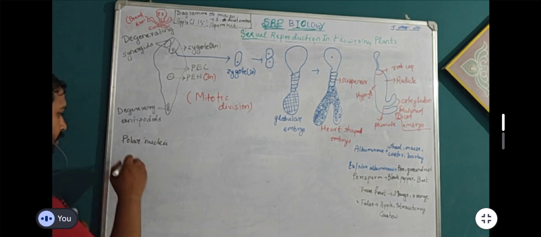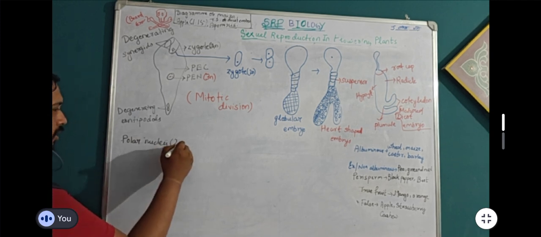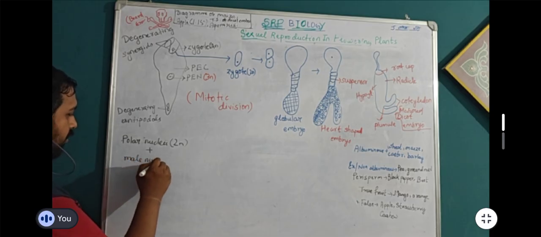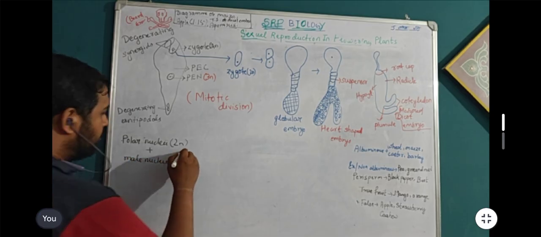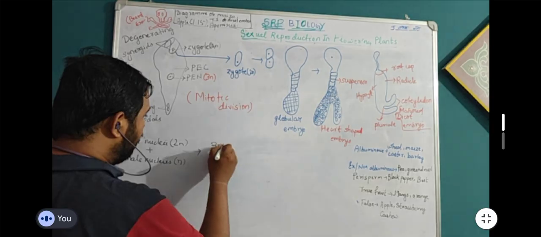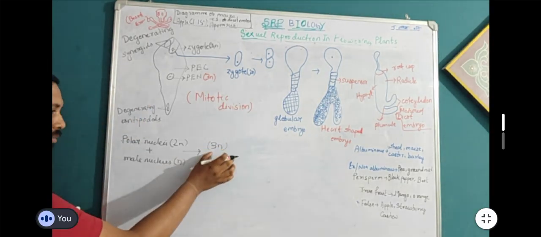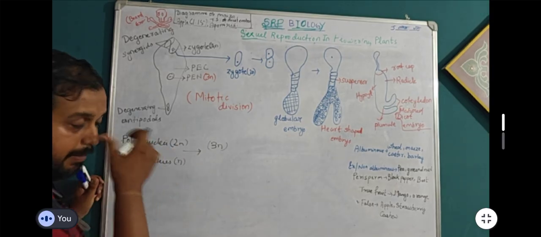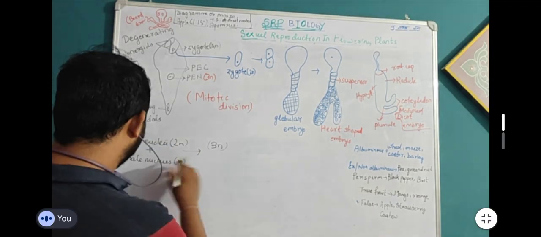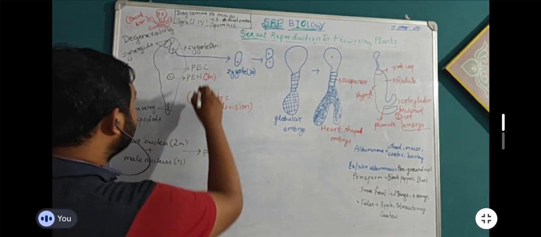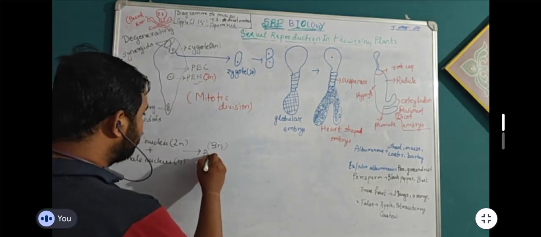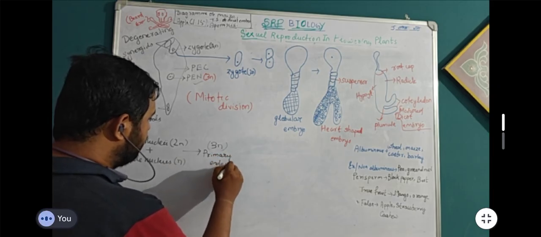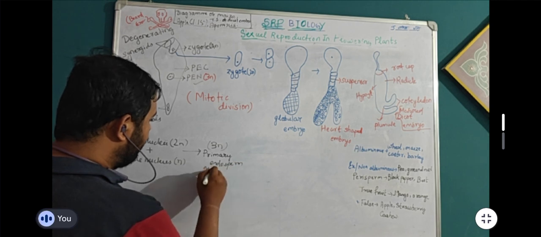The polar nuclei are already 2n. When the nucleus of one male gamete fuses with it, it is converted into a triploid cell. I am writing 3n means triploid, 2n means diploid, and n means haploid. So that triploid nucleus is called PEN. PEN stands for primary endosperm nucleus.